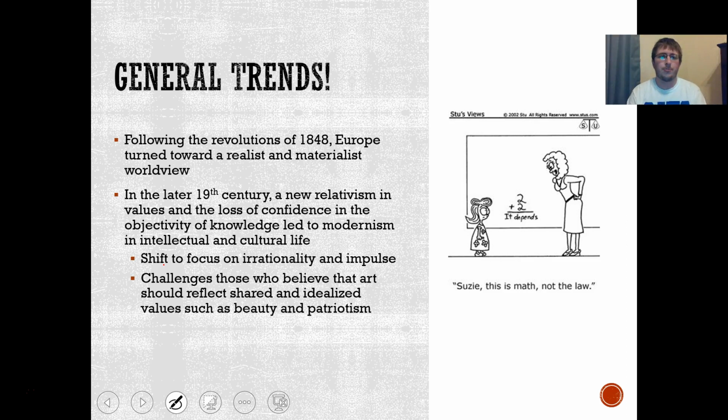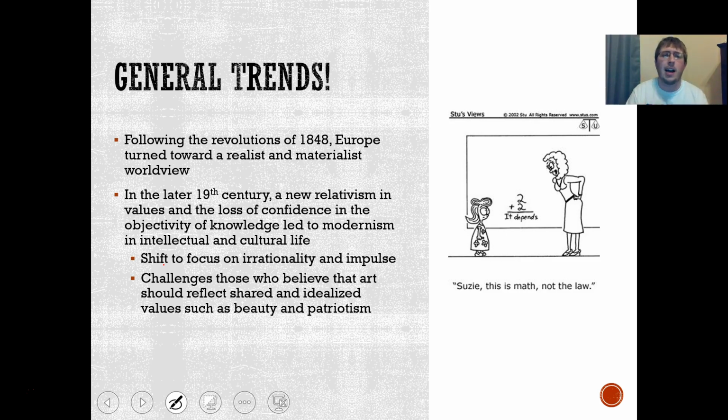And the challenges those who believe that art should reflect something shared and idealized, such as beauty and patriotism, people are going to now start creating art to express their own individual viewpoints. So that is a huge change. Rather than a piece of art which is objective beauty, like the Mona Lisa or the Venus de Milo, or even Liberty Leading the People, an objective idea, now we're going to shift into, here is a starry night, but it doesn't really look like night. What do you see in there, right? Because we are moving worldviews a little bit.